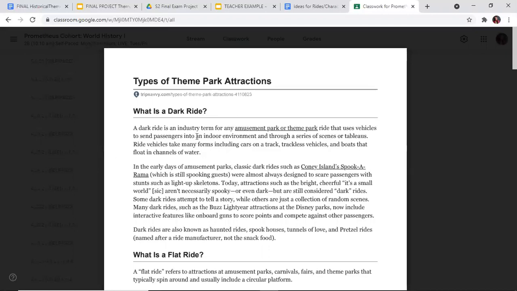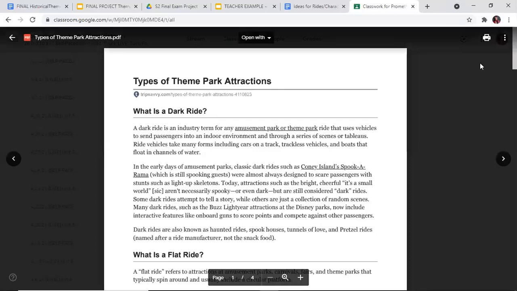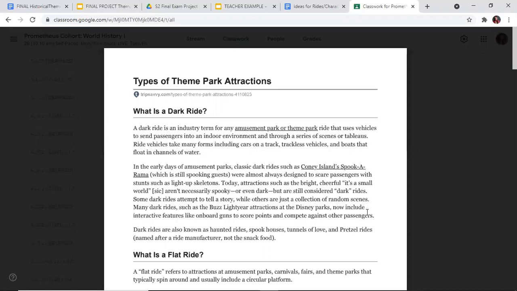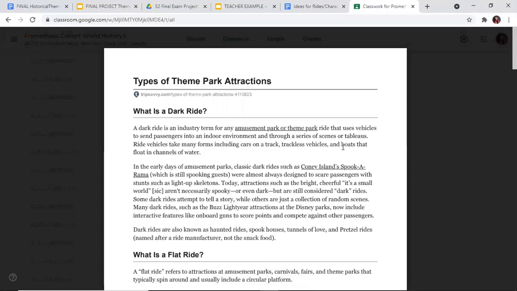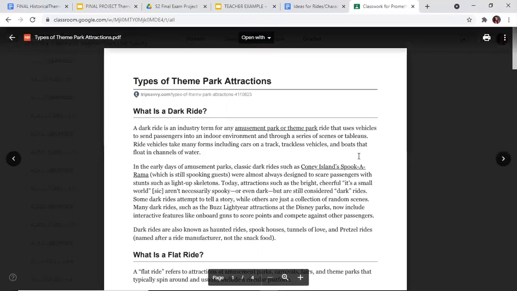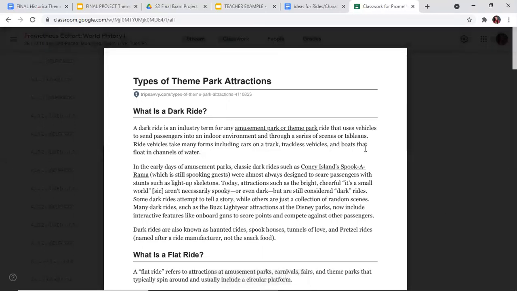Dark rides are types of things, dark ride, let's just read it through, are also known as haunted rides or spook houses, maybe a tunnel of love. It's an industry term for any amusement park or theme park ride that uses vehicles to send passengers into an indoor environment and through a series of scenes or tableaus. Ride vehicles take many forms, including cars on a track, trackless vehicles, and boats that float in channels of water.